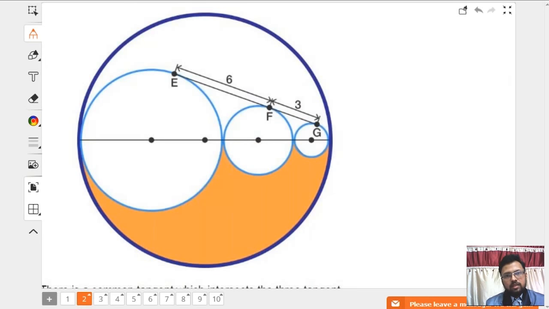You can see the screen. So what does it say? There's a big circle, and within that we have smaller circles, and you need to find the area of the shaded region, the orange region. They have given EF is equal to 6 units and FG is equal to 3 units. Based on this, you have to come up with the answer. So how do you think you can?